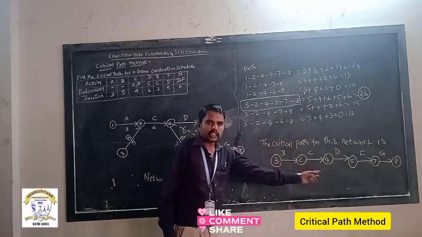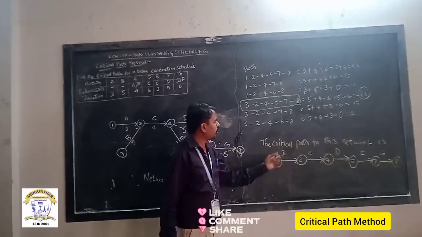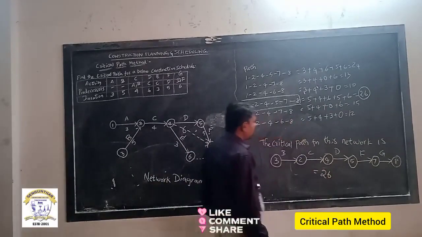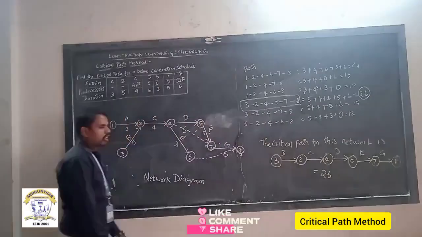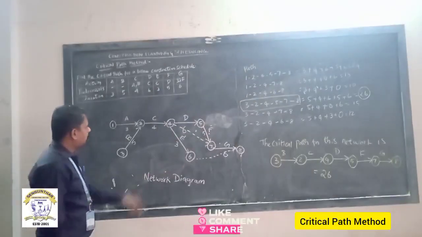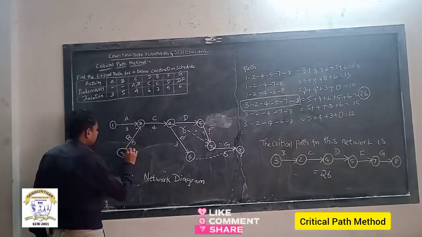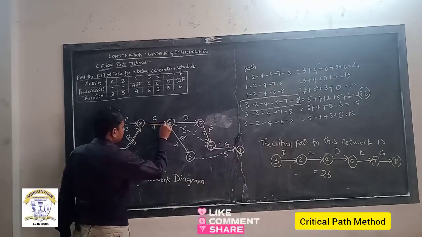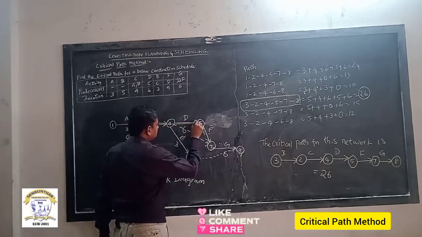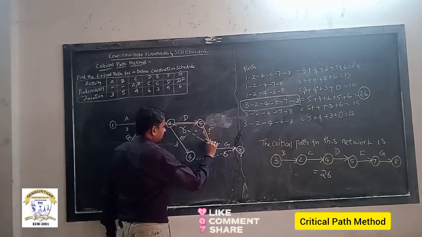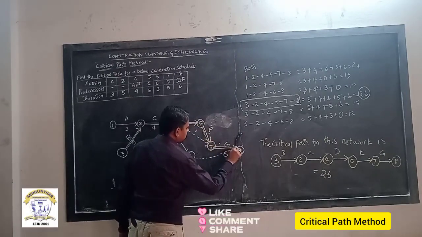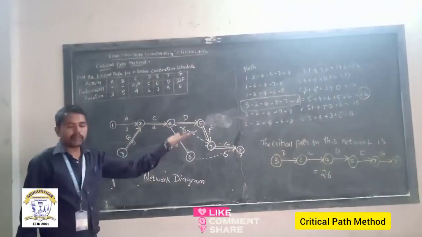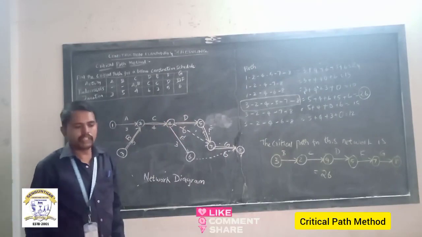So this path is the critical path because it has the maximum duration. Right. So finally, I marked this critical path in this particular network diagram because this is a very dangerous path that leads to delay of the project, because it takes more days to complete the activities.